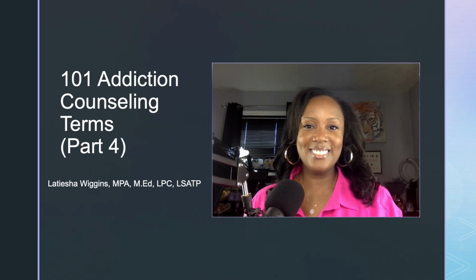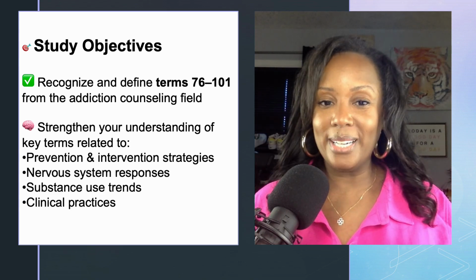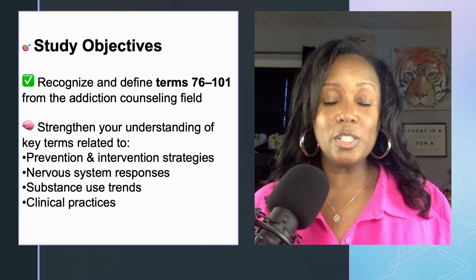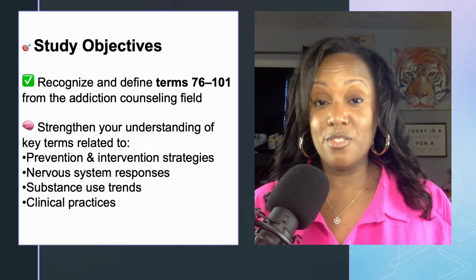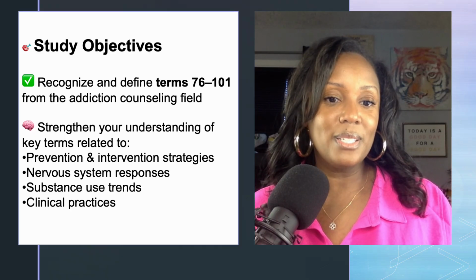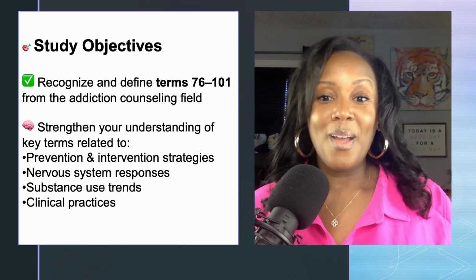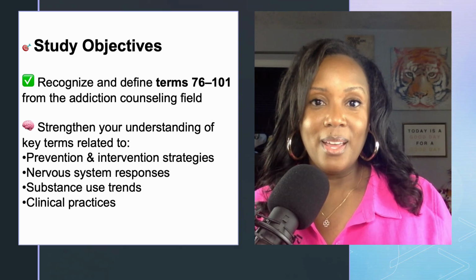Let's get started. Let's go over what you'll get out of this video. First, you'll be able to recognize and define terms 76 through 101. You'll also be able to strengthen your understanding in the following areas: prevention and intervention, nervous system responses, substance use trends, and clinical practices.